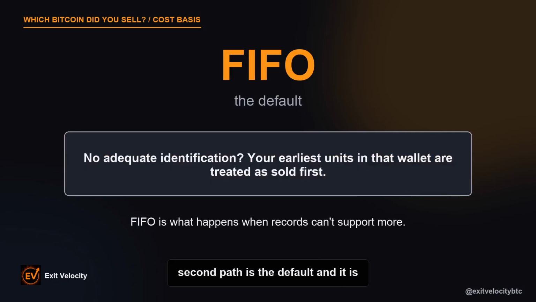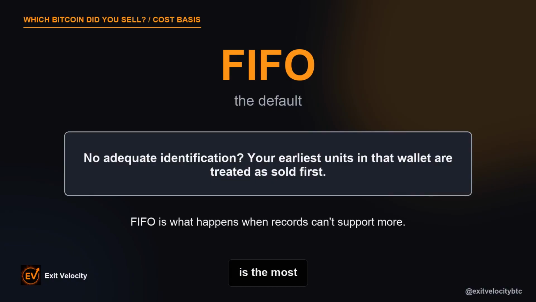The second path is the default, and it is what happens to most people whether they like it or not. If you don't make that specific identification at or before the sale, the rules treat your coins as sold in order, starting with the earliest ones you acquired in that wallet or account. Earliest in, first out, FIFO.